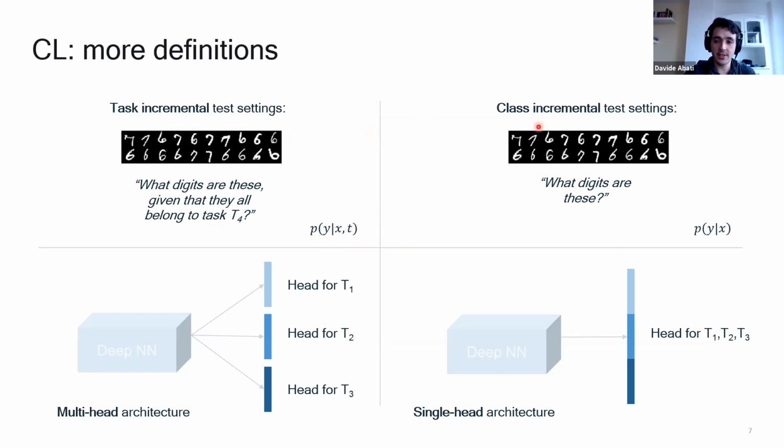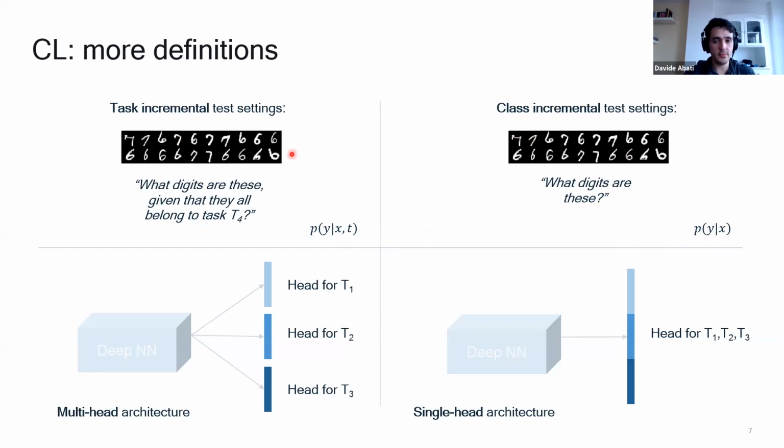On the other hand, we have class incremental settings, in which I just ask which class these examples are. I don't provide the model the knowledge about the tasks in which these examples were observed during training. And this relates to estimating the probability of the class given the example x only. So this is a distinction. Class incremental settings are incredibly more difficult than task incremental settings. But this is a distinction in the experimental protocol.